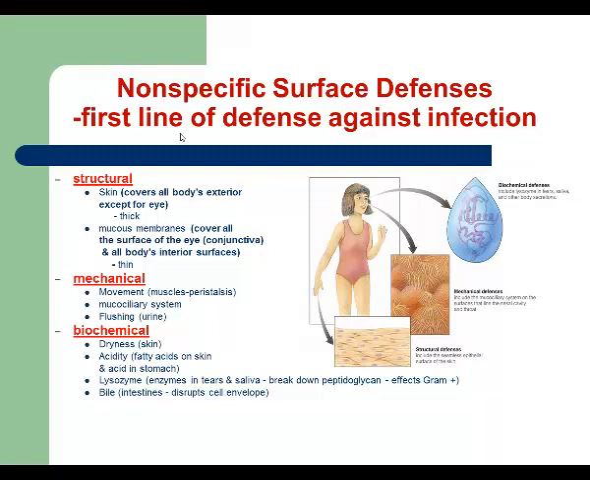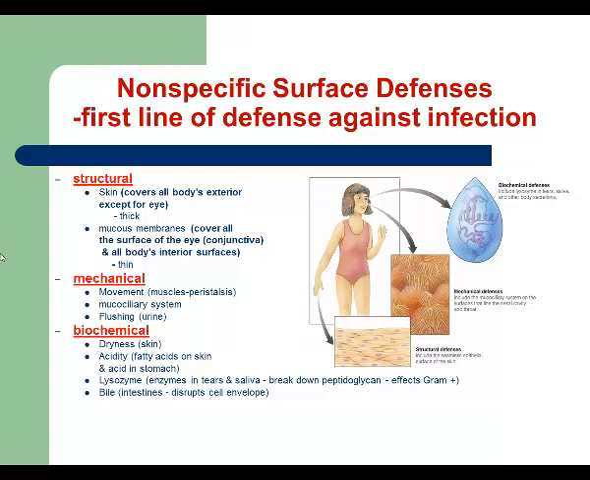Another example of the structural part of the first line will be mucous membranes. They're also made of epithelial cells. They're not as thick as skin, for example, but mucous membranes are covered with mucus. And mucus is a part of the biochemical part of the first line, because mucus contains a lot of enzymes which are harmful for pathogens.